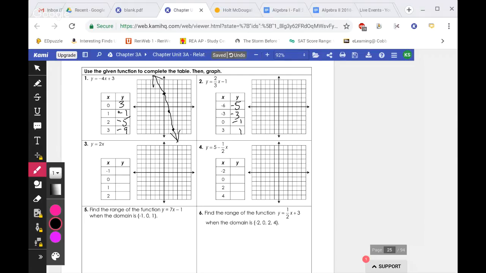I'm going to go to -6. 1, 2, 3, 4, 5, 6. And then down 1, 2, 3, 4, 5. And then -3, -3. 1, 2, 3. 1, 2, 3. And then 0, -1. Oops, my bad. 0, -1. And then 3, 1. 1, 2, 3.